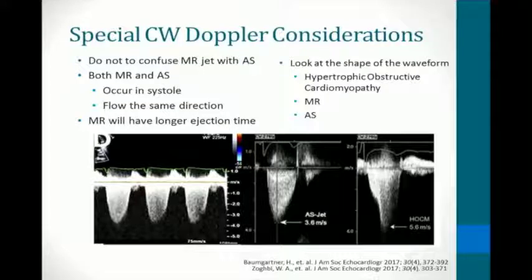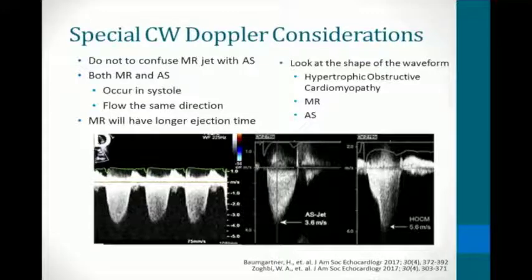To differentiate, it may be helpful to measure the ejection time. The aortic velocity will have a shorter ejection time than the mitral regurgitation, because mitral regurgitation occurs during isovolumic contraction time, systole, and isovolumic relaxation time until the mitral valve opens. AS only occurs during systole.